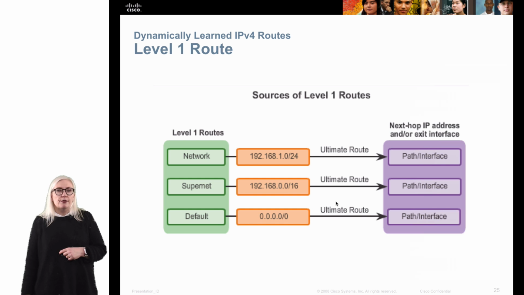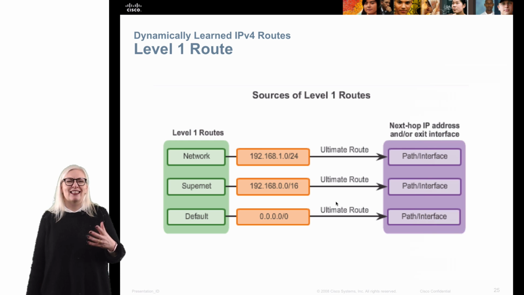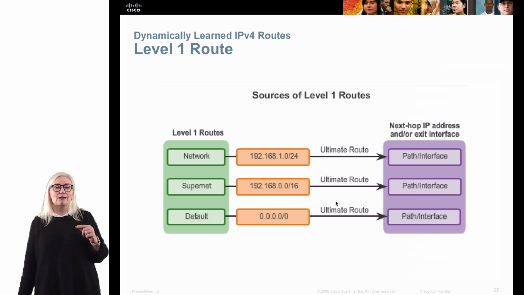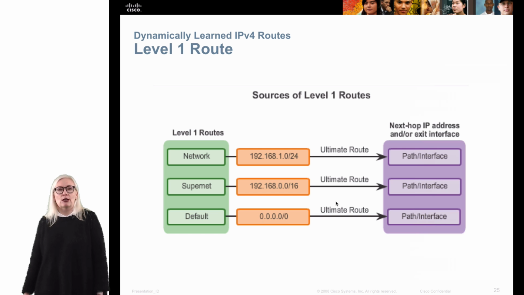A level 1 route is, for instance, if it's an ultimate route, either just a normal network, which is not subnetted. We could have a supernet, something that's summarized, and we can have a default network that is an ultimate level 1 route.